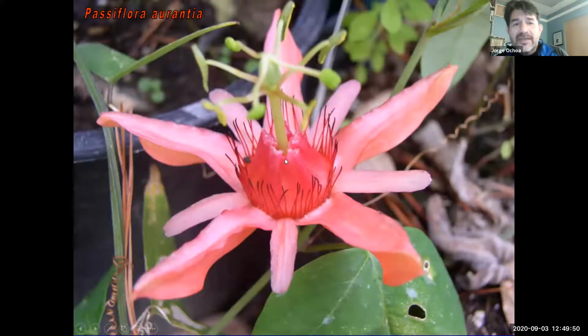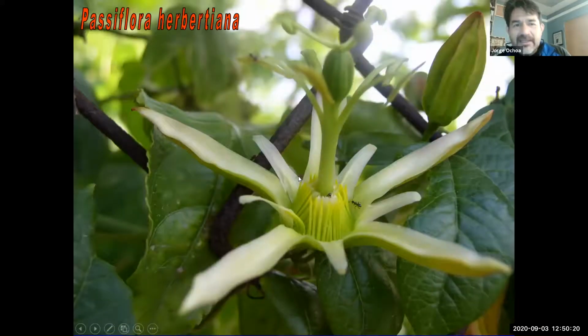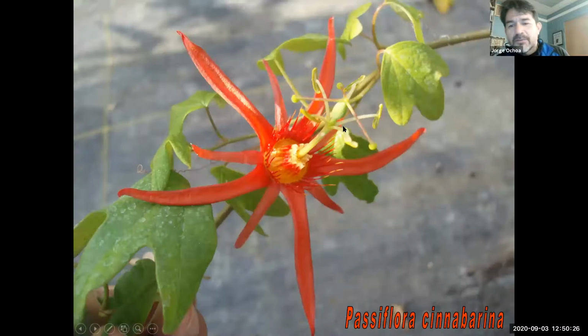From Australia, we have Aurantia. Now, nobody has ever seen a bird feeding on these plants. We have the syndrome, we have all the characteristics, so we assume that it's pollinated by some kind of Australian bird, but nobody has actually recorded that. So my trip to Australia is going to be to scout some pollinators for this specific plant. This is the first one native to Australia. The second one, native to Australia, would be Herbertiana, also bird pollinated. And the third one would be Cinnabarina, also bird pollinated.